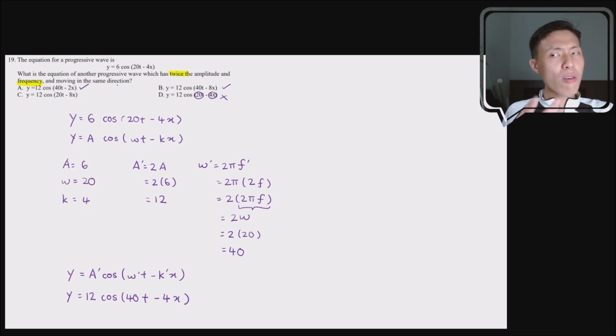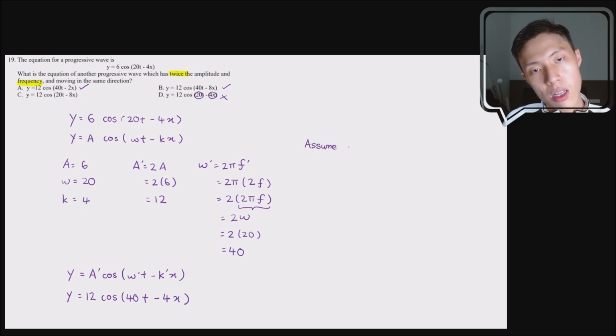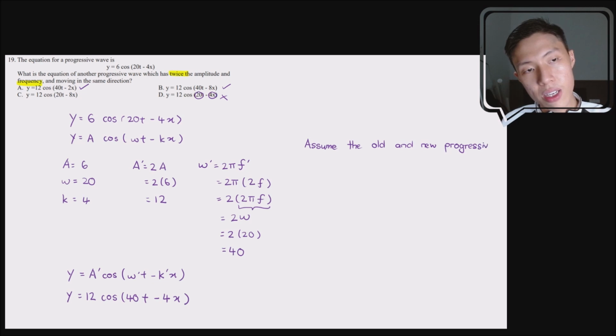So if they didn't tell you how the wave number will change, what you can do is you can assume, okay? Here they should state it more clearly, but you can assume the old progressive wave and the new progressive wave are moving in the same medium, are traveling in the same medium.